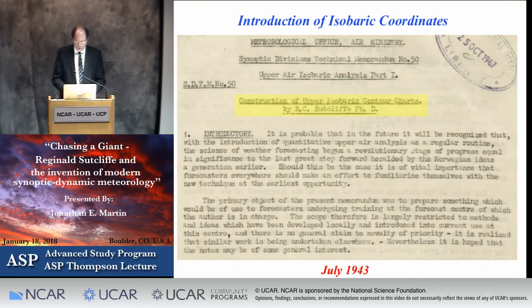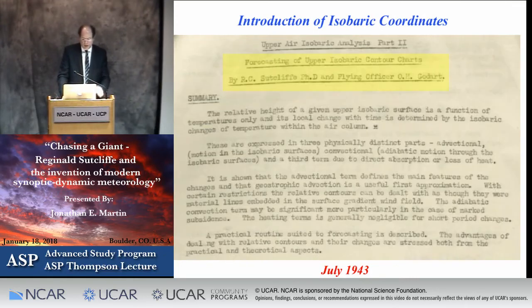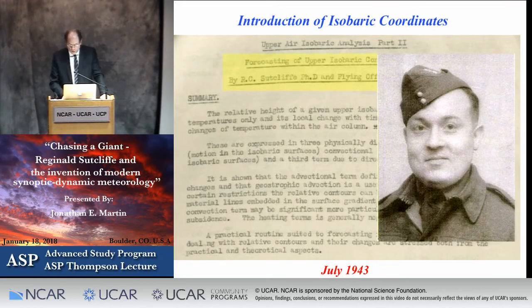So the introduction of isobaric coordinates. It's published in a meteorological office note in 1943, and it's by Sutcliffe. And they were doing this daily and making some sense of what was going on. He didn't take undue credit. He said, people have thought about this before, but we're trying to make this a daily routine. And then part 2 was using upper isobaric analysis to make forecasts of the upper isobaric contour charts. And that was done in collaboration with Otto Godard, a Belgian scientist who worked with Sutcliffe for a period of time in 1943. And they reconnected in Brussels later on as the war got toward its end.